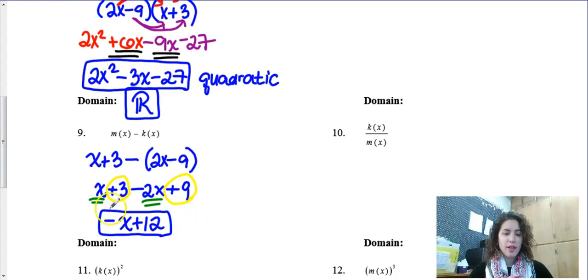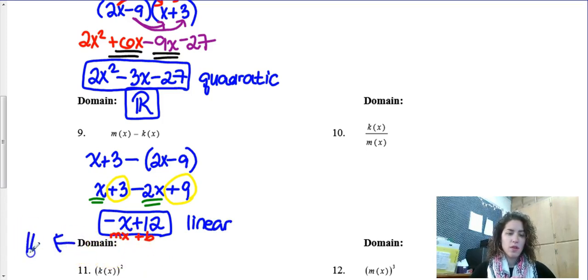The highest power here is 1, that's like an x to the first. So this is like mx plus b. This is a linear function. My domain is all real numbers.